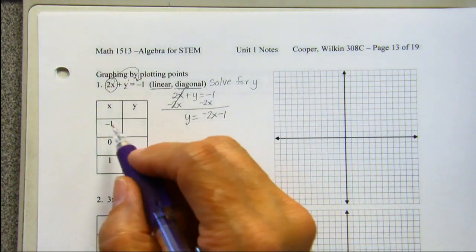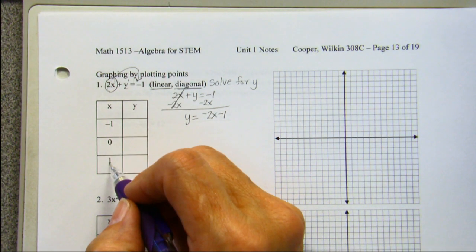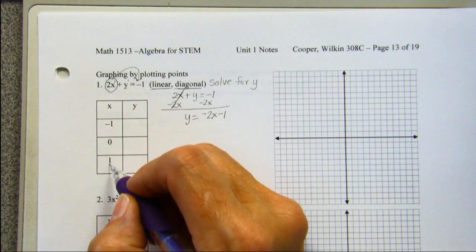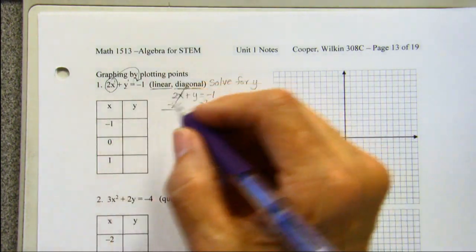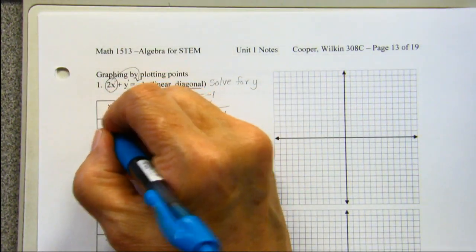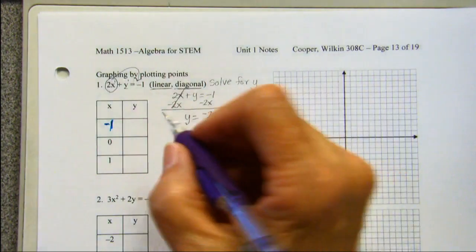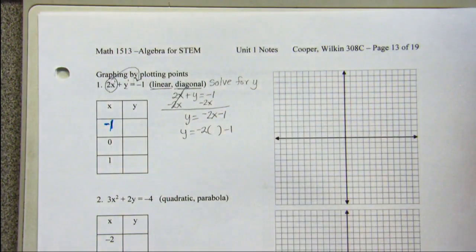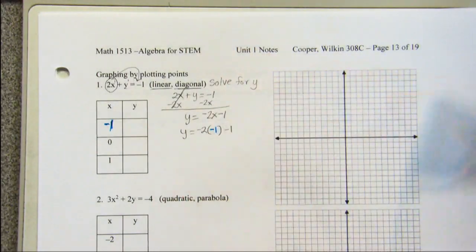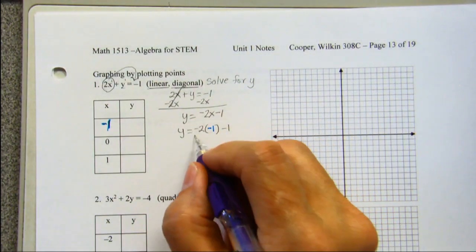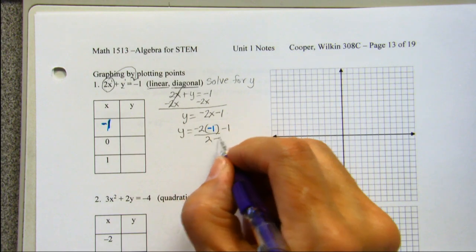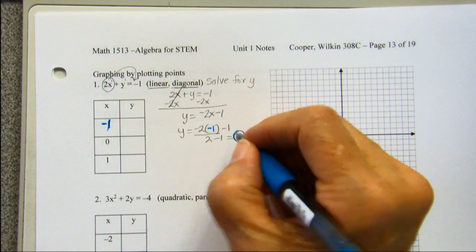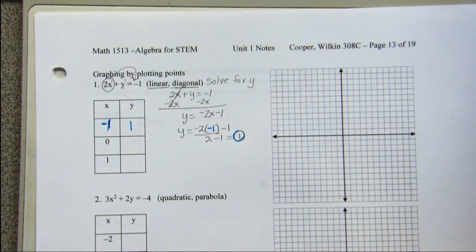Okay, I can plug in picked x's. The easiest x's to pick are negative 1, 0, 1. So I'm going to plug in negative 1 the first time around. Y equals negative 2 times x minus 1, plugging in a negative 1. Negative 2 times negative 1 is 2 minus 1, which is 1. So my y value is 1.